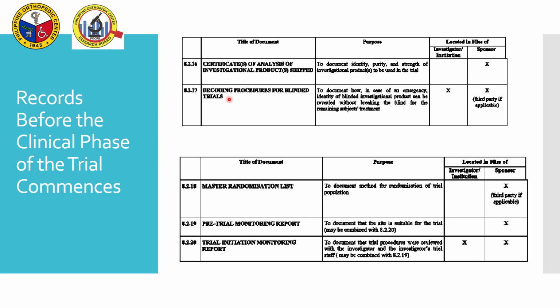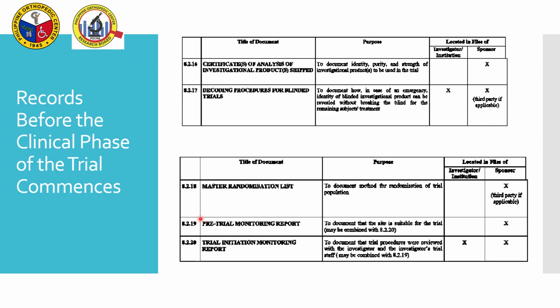Next is the coding procedures for blinded trials. In blinded studies, we must have a clear procedure on how the blind can be broken in case of a medical emergency. This ensures that the identity of the product can be revealed for a specific subject without compromising the entire trial. This document must be held by both the investigator or the institution and the sponsor or designated third party.